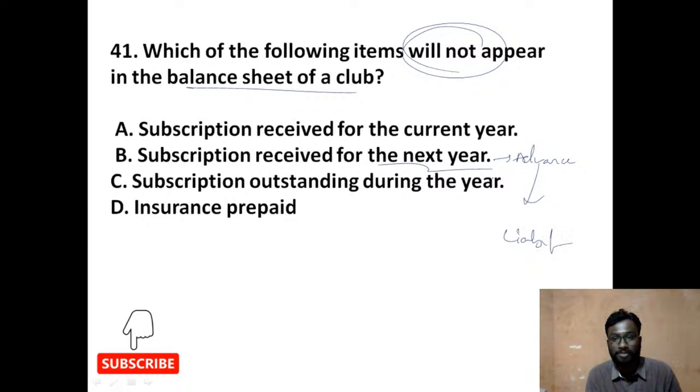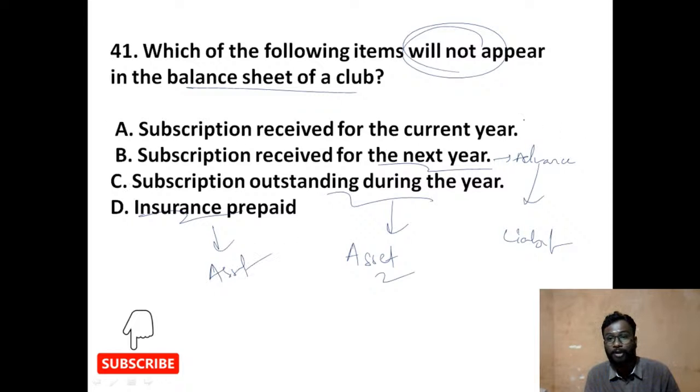Subscription outstanding during the year, since it is pending and we have to receive it, is an asset. Insurance prepaid is also an asset. So all three will be recorded, whereas subscription received for the current year will be recorded in the income and expenditure account, not in the balance sheet. So option A is the right answer.